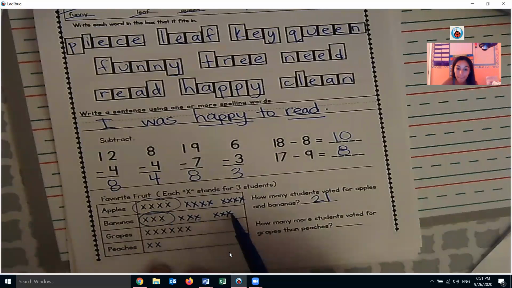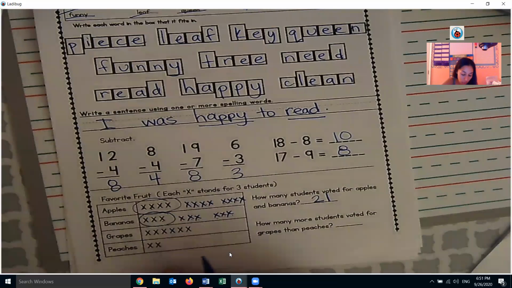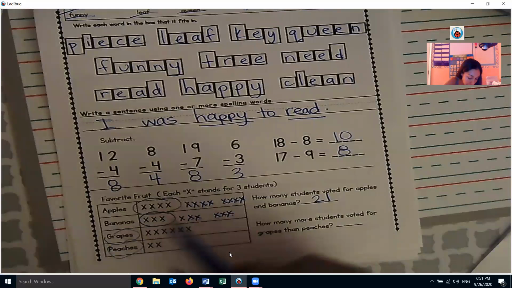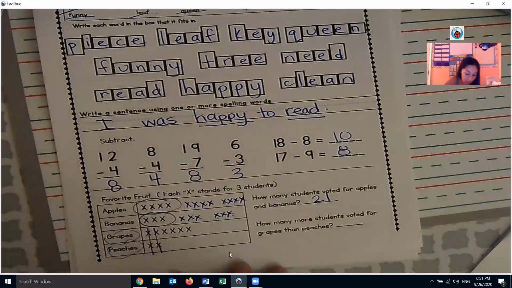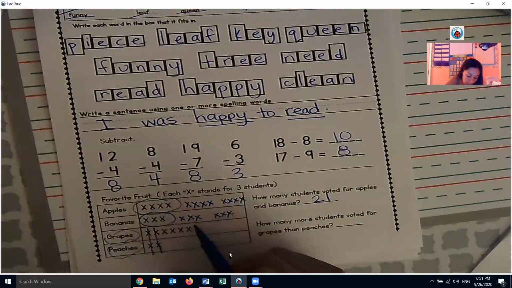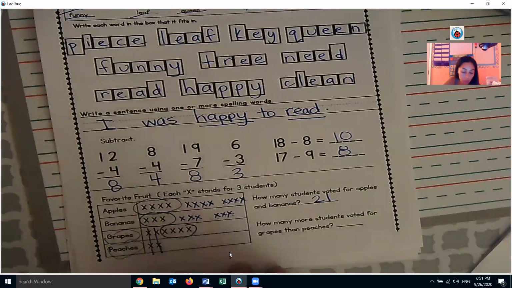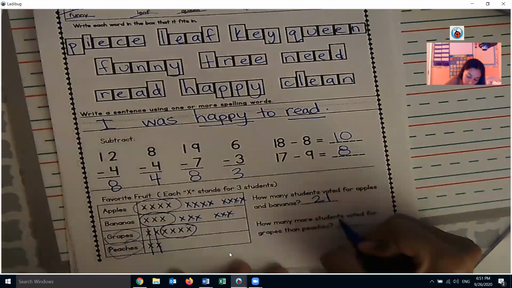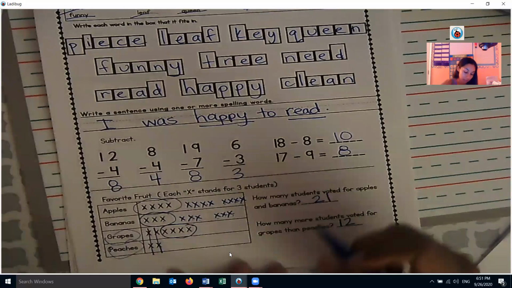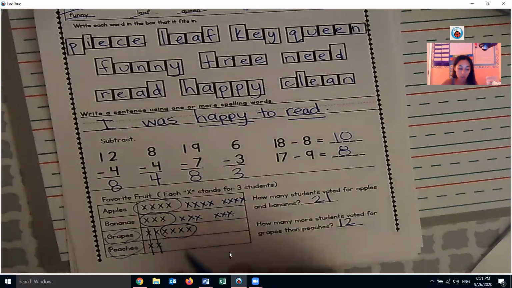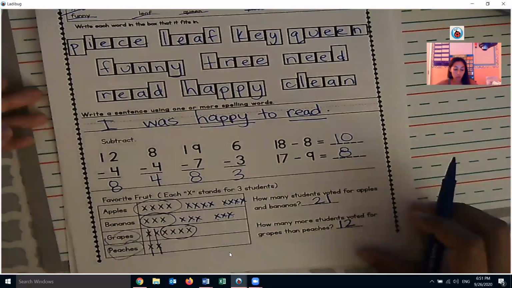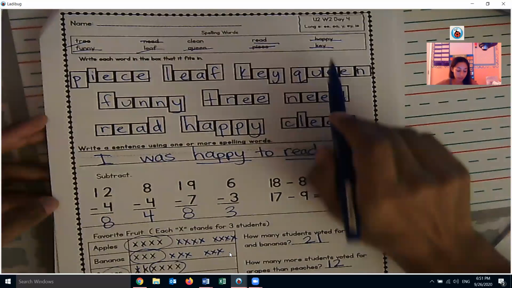21. Yep. How many more students voted for grapes than peaches? So I'm going to match this one and this one because that's the same. And then I just need to look at the difference. But I also need to remember that it's not just 4. Each of these is worth 3. So I'm going to go 1, 2, 3, 4, 5, 6, 7, 8, 9, 10, 11, 12. 12 more votes for grapes than peaches. That's Unit 2, Week 2, Day 4.